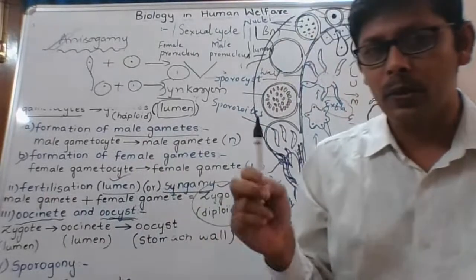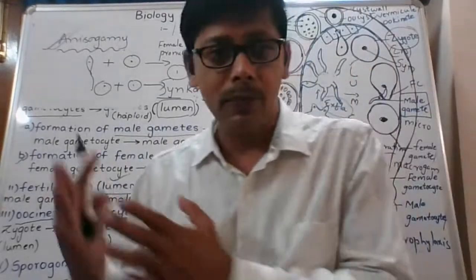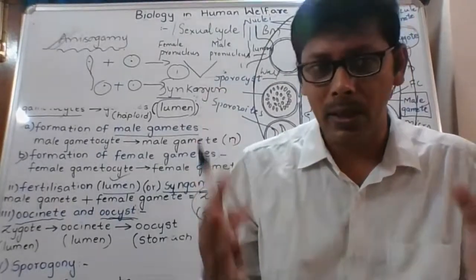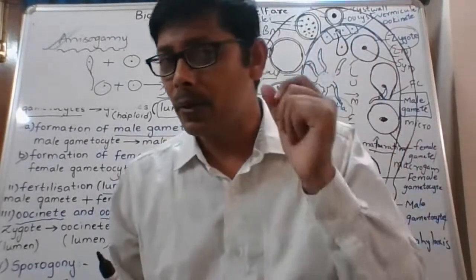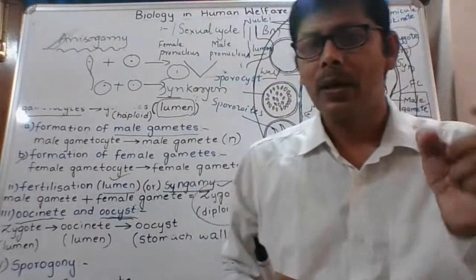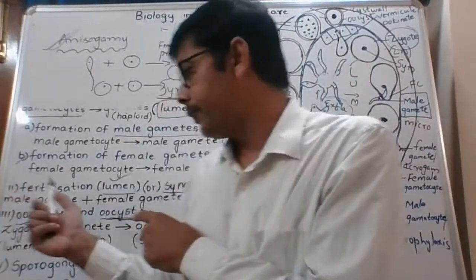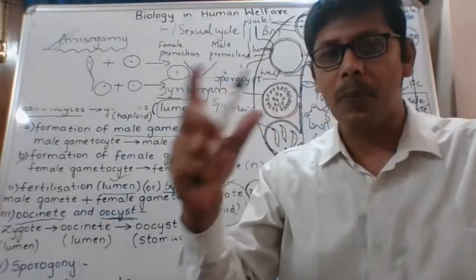Earlier I told you, at the beginning of this plasmodium topic, when we were discussing the history of malaria, on that day I told you Ronald Ross observed these oocysts on the crop of the mosquito.